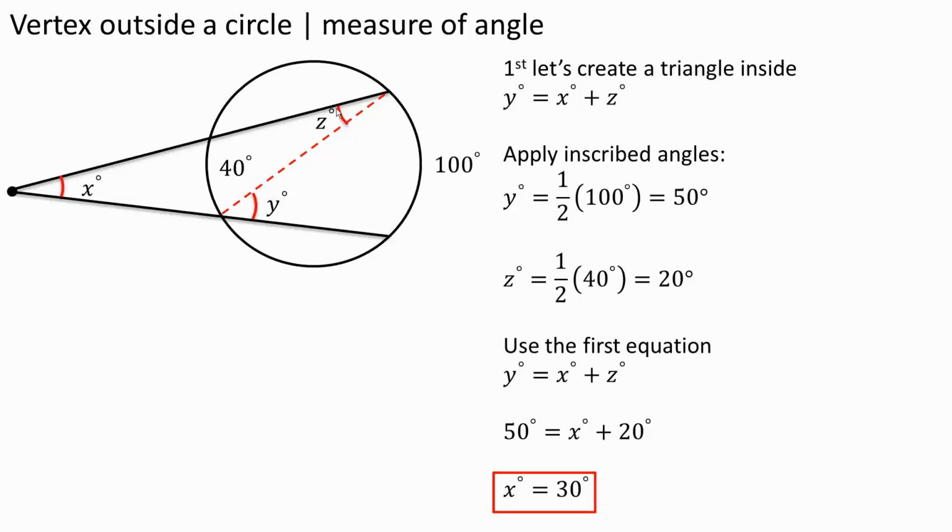Likewise, angle Z is also an inscribed angle. And it's an inscribed angle of this 40 degrees here. And so we know that Z would be 20 degrees. And so we will use that equation. Y is equal to X plus Z. We know Y is 50, and we know Z is 20, and so we can solve for X. And so X is equal to 30 degrees.